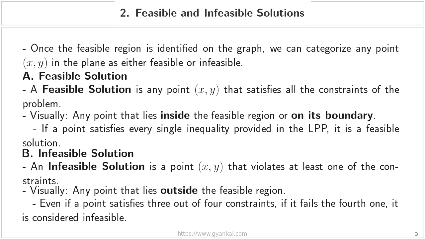Even if a point satisfies 3 out of 4 constraints, if it fails that fourth one, it is strictly considered an infeasible solution. In the next slide, we will see how we use these feasible solutions to find the one specific point that is actually the best one, which we call the optimal solution.